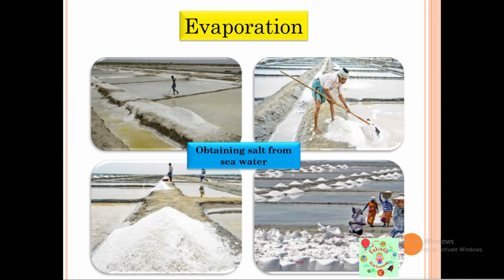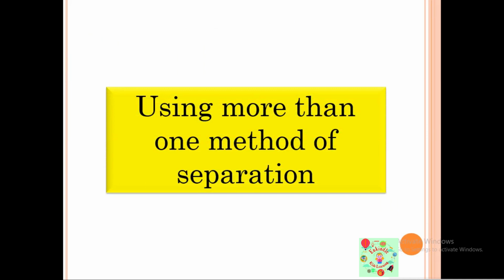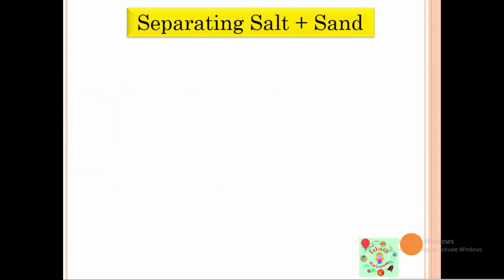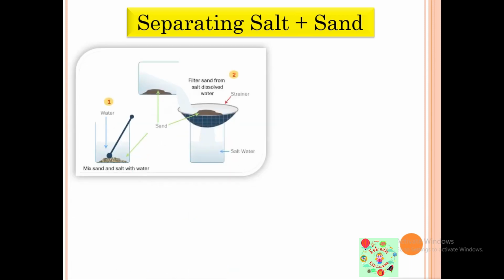So in these instances, we saw the separation was done using one method. Now we will see how the separation is done using more than one method. Let's take an example of separating sand from salt. For this separation, first what will you have to do? You will have to take the mixture in a beaker and pour water into it. Once you add water, the salt gets dissolved in the water, leaving behind the sand settled down.